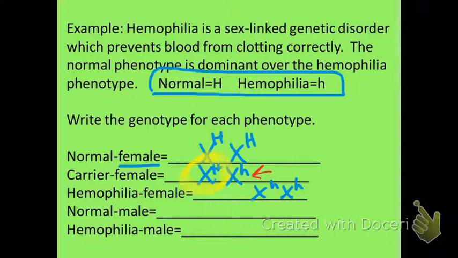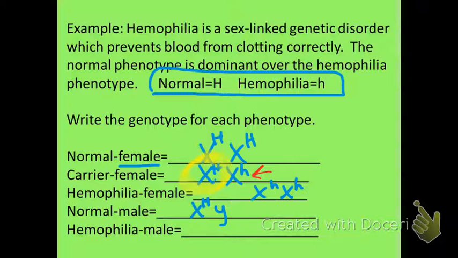For males, we can have a normal male. It's going to be XY. And for him to be normal, that means he has to have the normal non-hemophilia gene. So he's going to have a capital H on his X. Now, again, sex-linked traits are only on the X chromosome. So we do not write anything on the Y. Okay, the Y is just there because it's a boy.